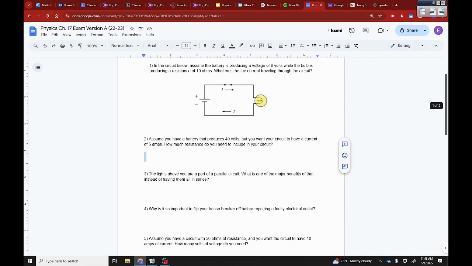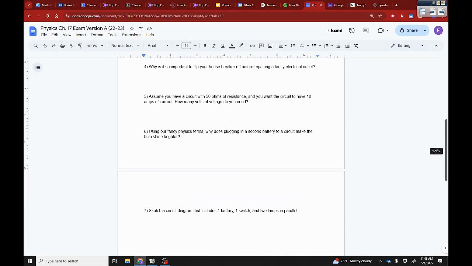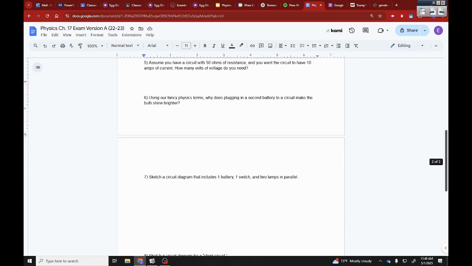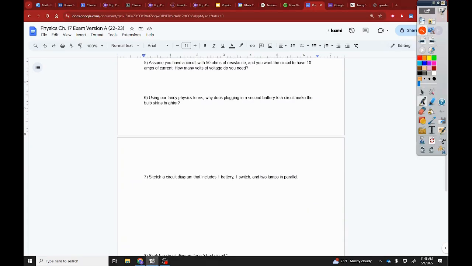Moving on to number 5. Back to calculations, it looks like. Assume you have a circuit with 50 ohms of resistance and you want the circuit to have 10 amps of current. How many volts of voltage do you need?